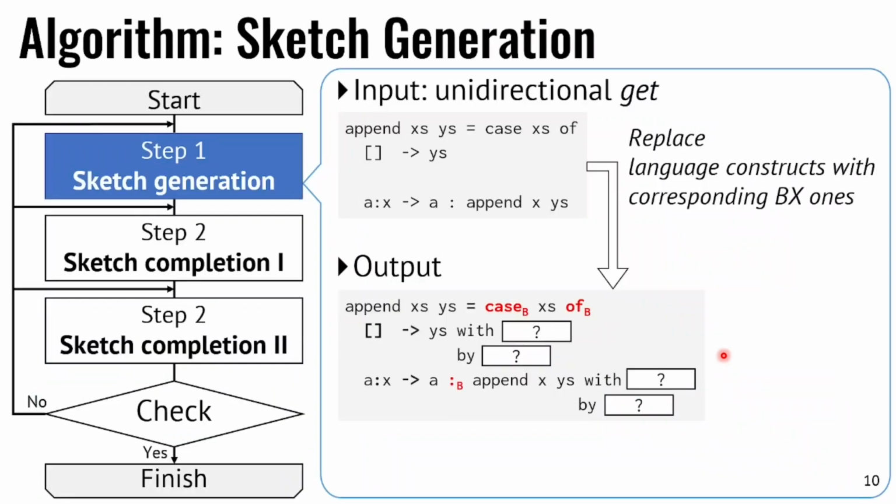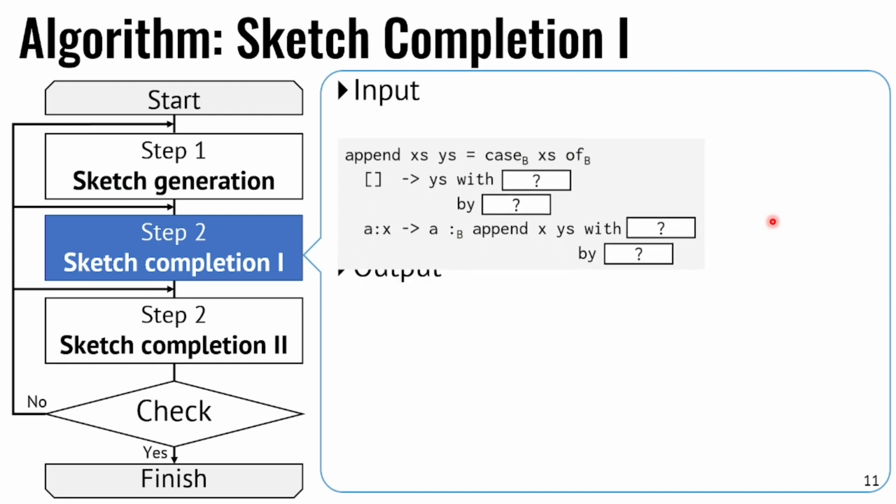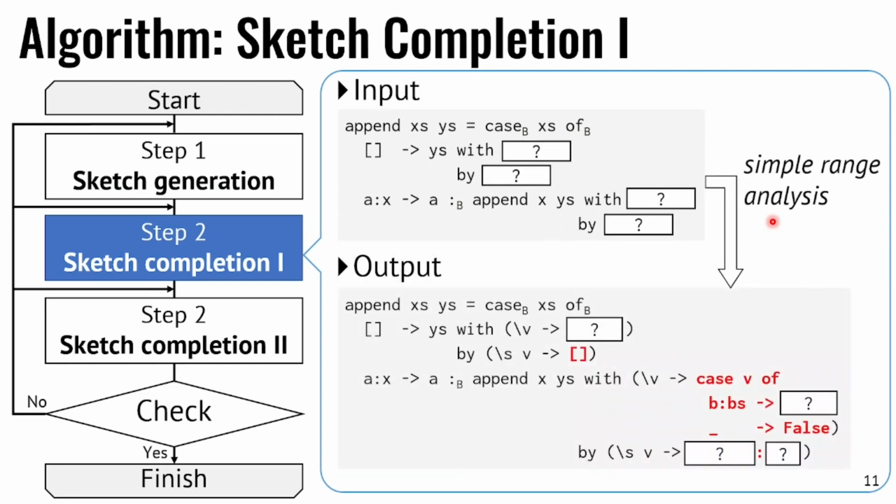The first step is sketch generation. In this step, the input is the given unidirectional get code and the output is a sketch. In this step, unidirectional get is converted into a sketch by replacing language constructs with corresponding BX ones. The next step is sketch completion.